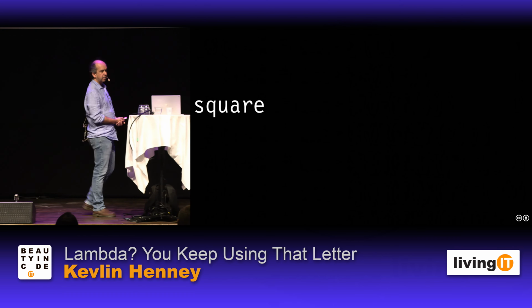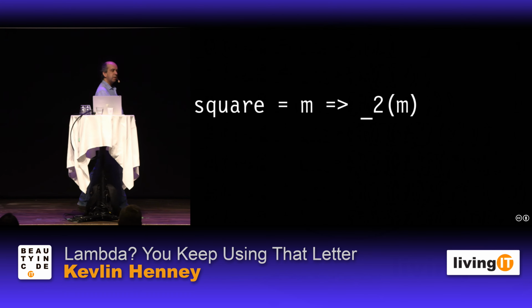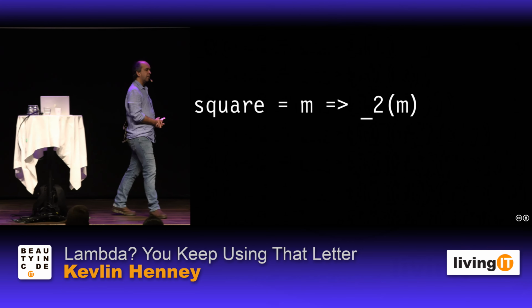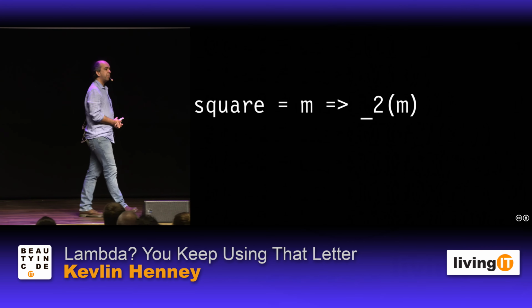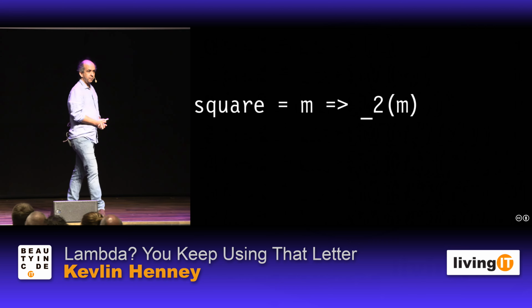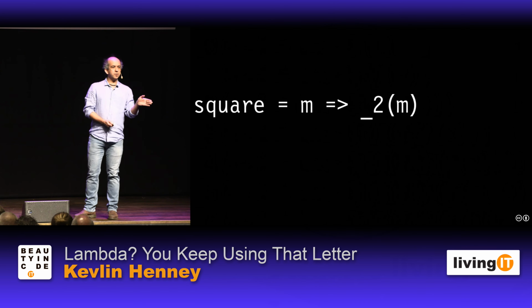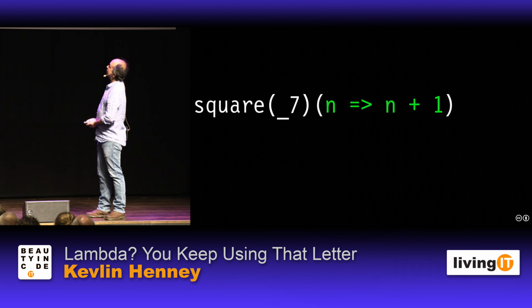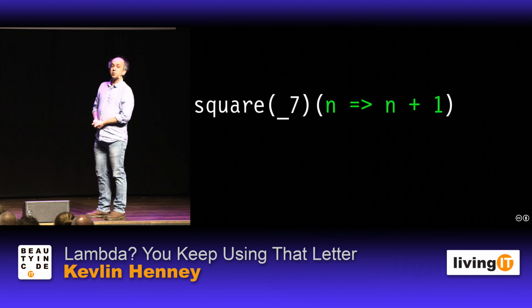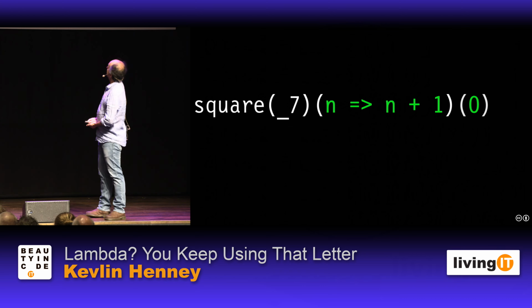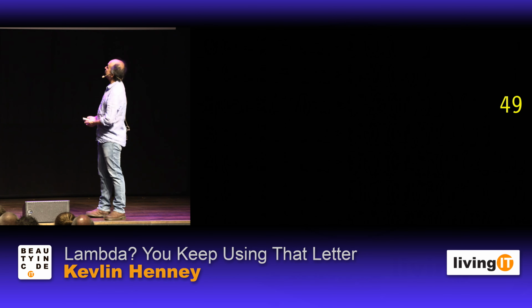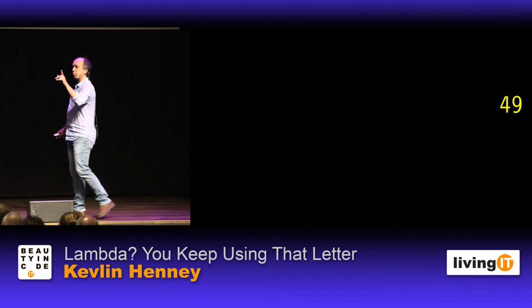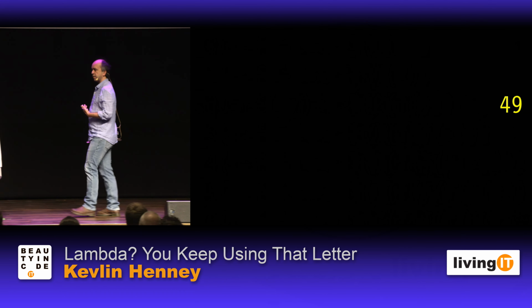So let's take square. What we're going to do is we're going to take a number and we're going to apply it to itself. So we're going to apply it just twice. So let's take 7. We're going to apply 7-ness twice, because that's what square does. And we'll take that to 0. And the answer you've been waiting for the whole talk, it's 49. It does give us the correct system.